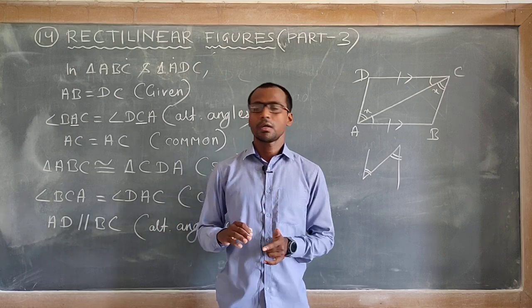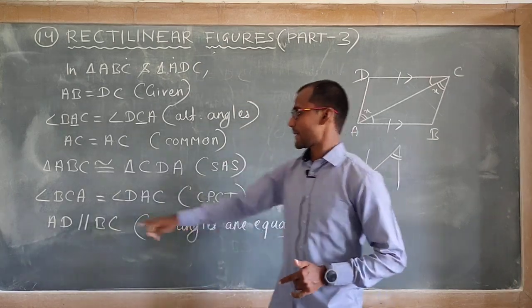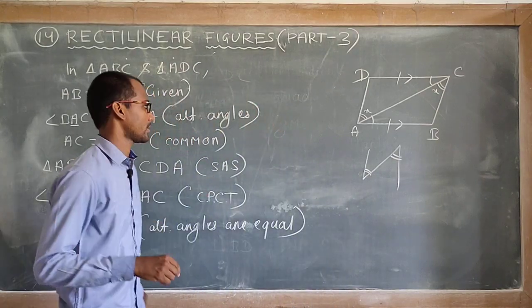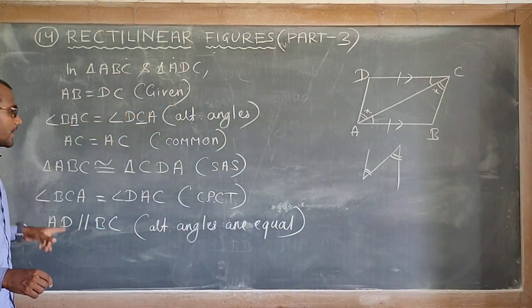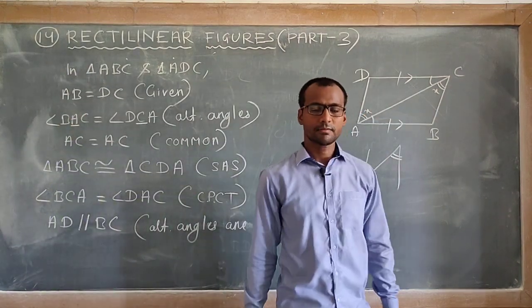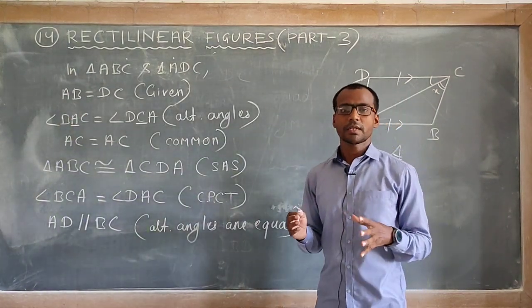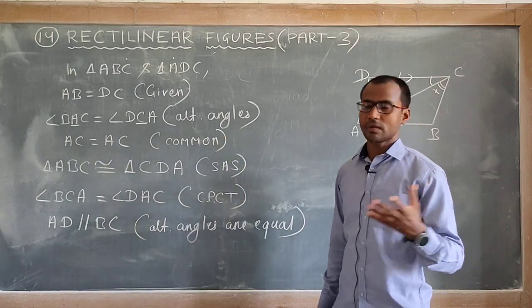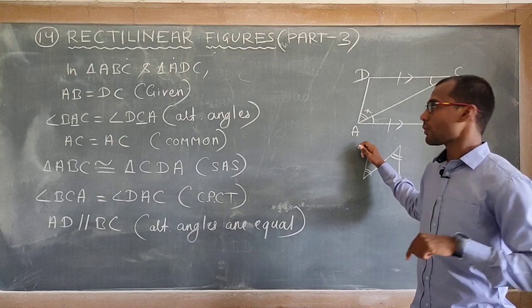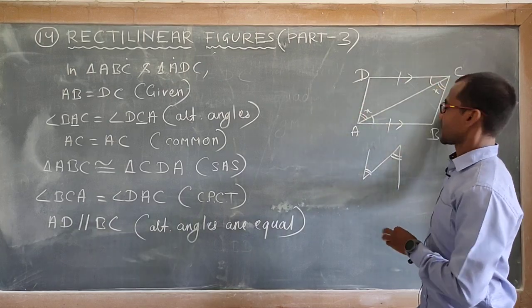Conversely, when alternate angles are equal, lines will be parallel. This we have studied in lower class, maybe class 6. So AD parallel to BC. Now in the question it was given from the beginning that AB is parallel to BC. Now we got AD is also parallel to BC.